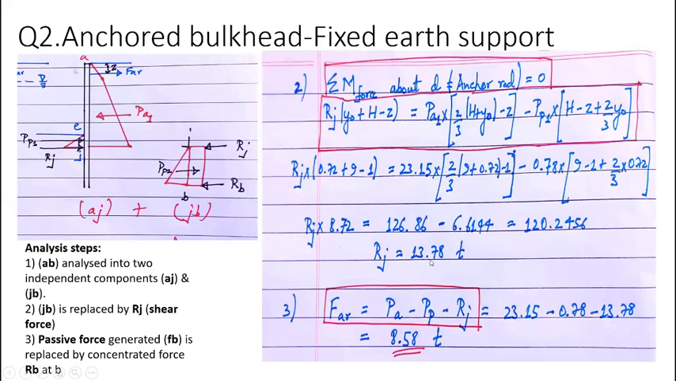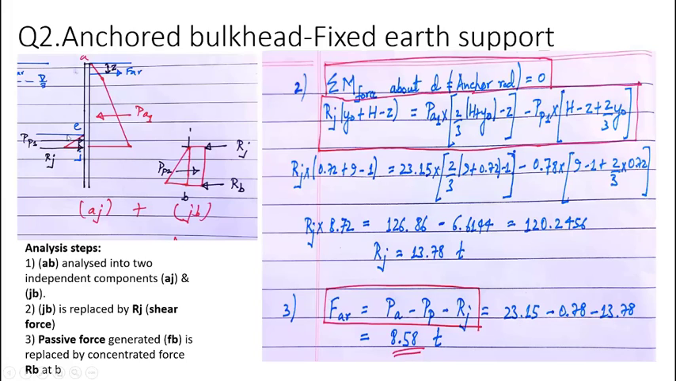Okay. Now in the numerical problem it is being asked what is the axial pull in the anchor rod. So it is active pressure minus passive pressure minus this shear force. So it's 23.15 minus 0.78 minus 13.78. So it comes out to be 8.5 ton.